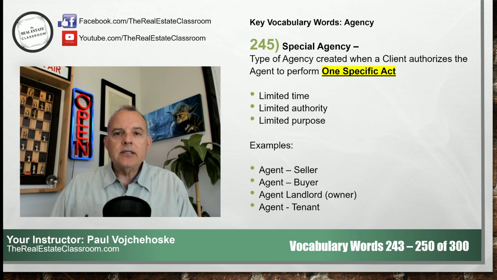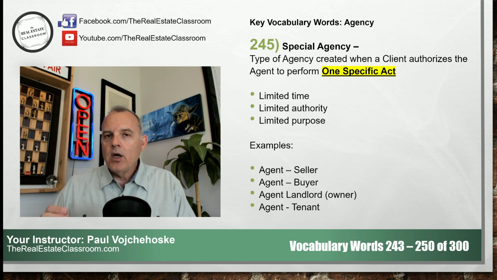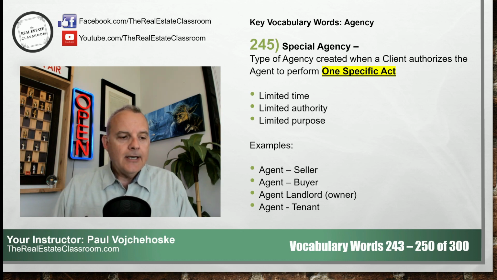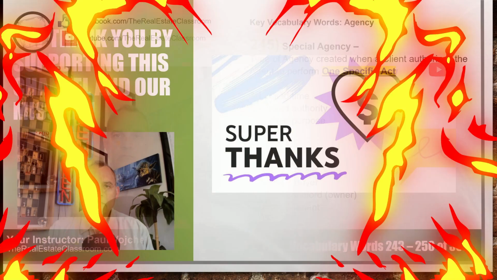There is a seller agency, so that agent is representing the seller trying to find a buyer. That agent is representing a buyer trying to find a seller. That agent is representing the landlord or the owner trying to find a tenant, and the agent represents a tenant who's trying to find a property to rent. Those are examples or situations when special agency is in play.